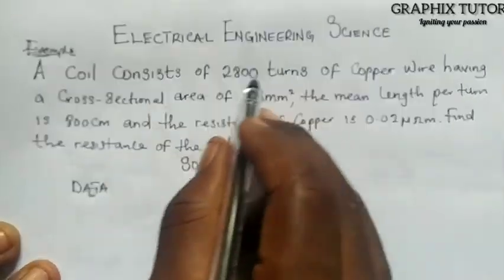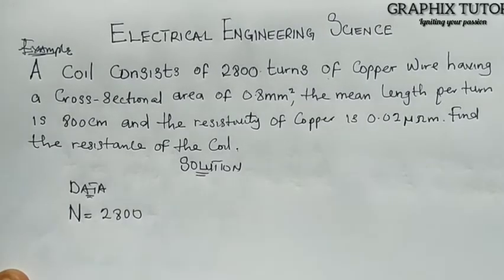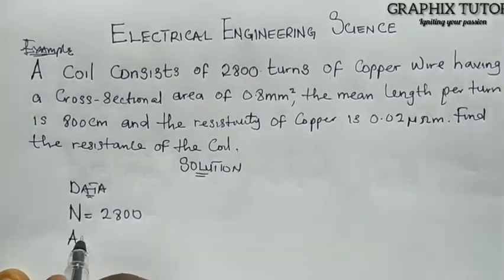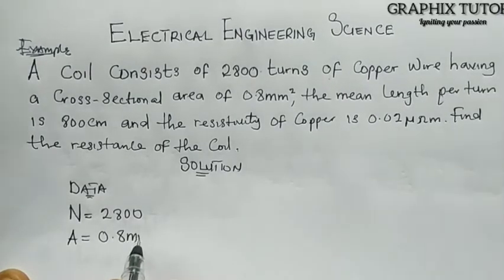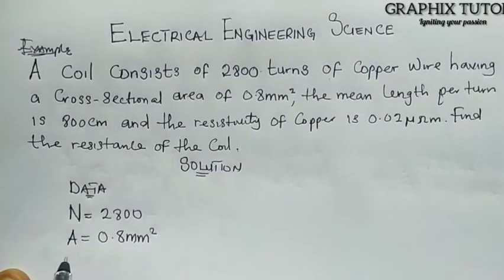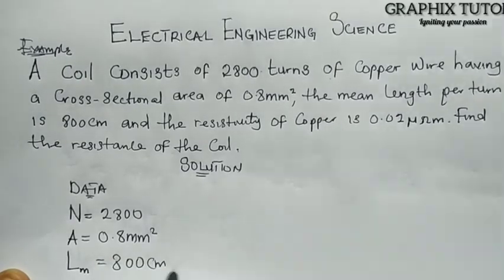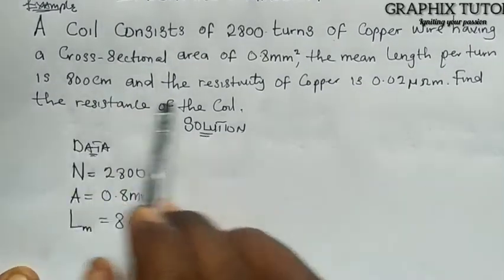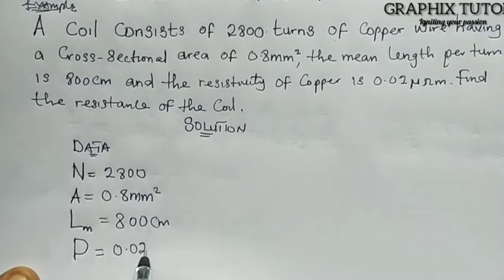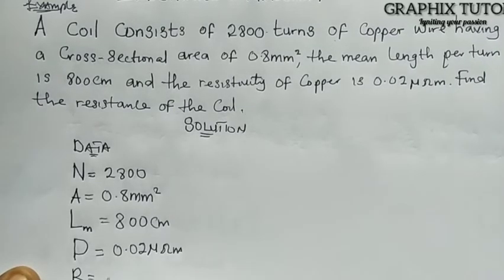is, it says the coil consists of 2,800 turns. So my number of turns N is equal to 2,800, right? Now the wire having a cross-sectional area of 0.8 millimeters square, so the area is given as 0.8 millimeters square. And the mean length per turn is 800 centimeter. Let's say L subscript N is the mean length per turn, and that's giving us 800 centimeter. Now the resistivity of copper is given as 0.02 micro-ohm meter. Now we are told to look for the resistance.